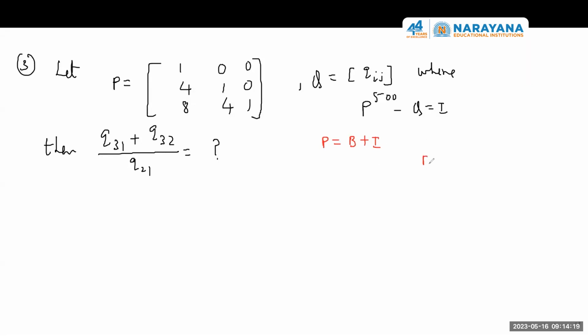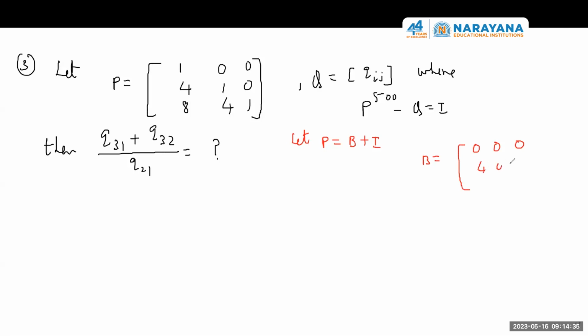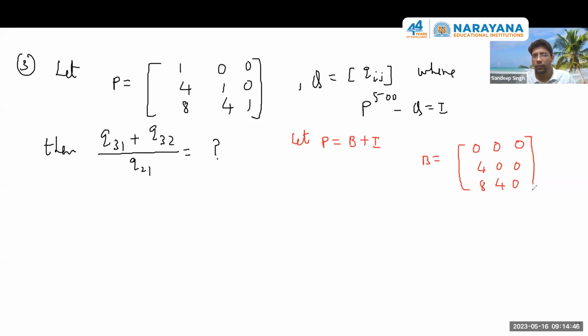What is B here? Tell me now. This we are taking P. Okay. So B is going to be 0, 0, 0. What next? Second row, 4, 0, 0. And then 8, 4, 0. Correct. So this is your B.